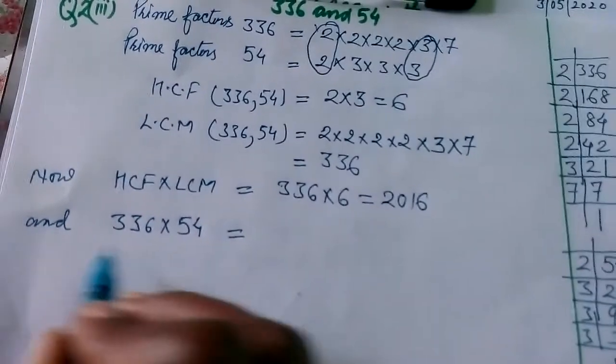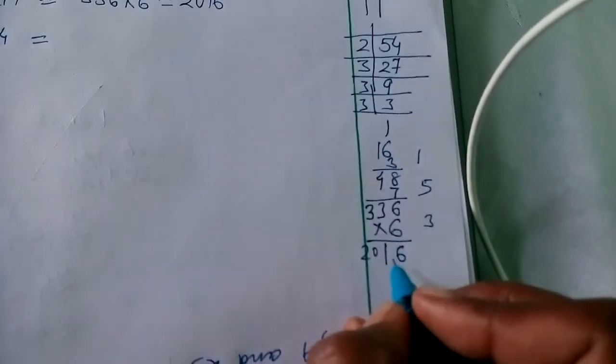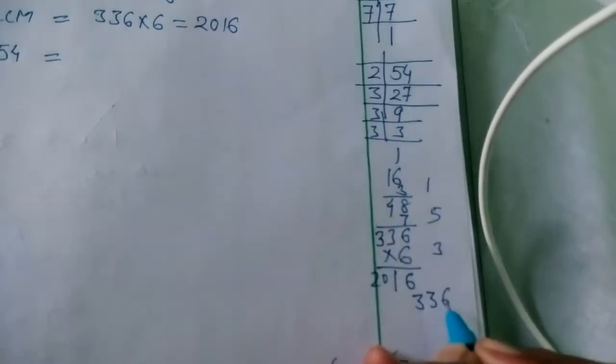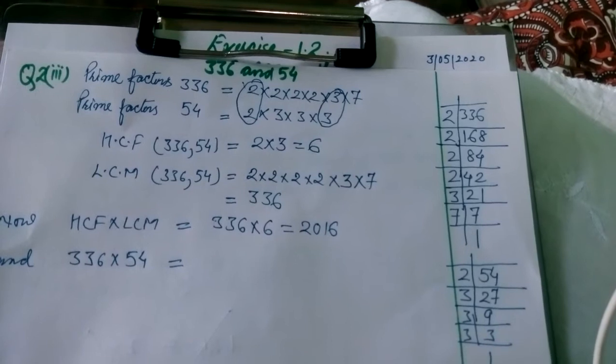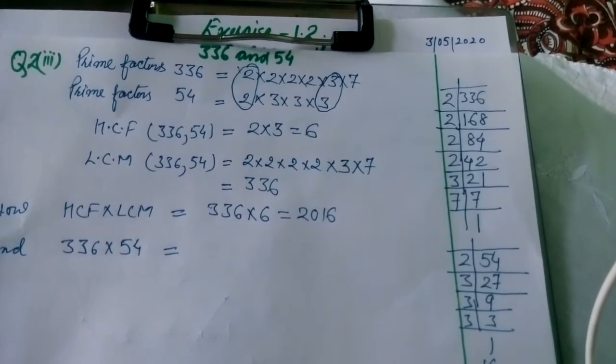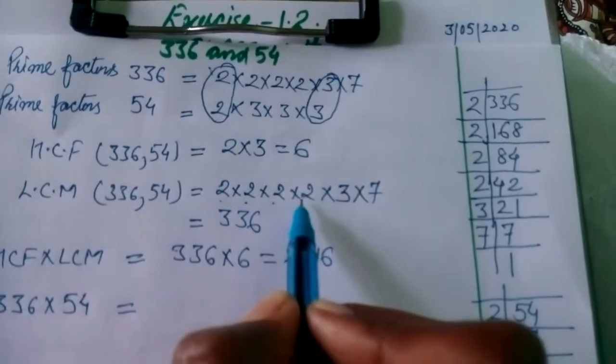Now let us see what is the product of 336 and 54. And now let us find out the product of 336 and 54. No, what is 2 to the 4 to the 8 to the 16?